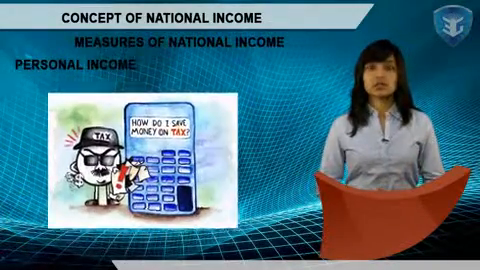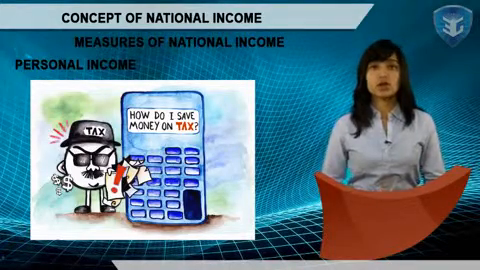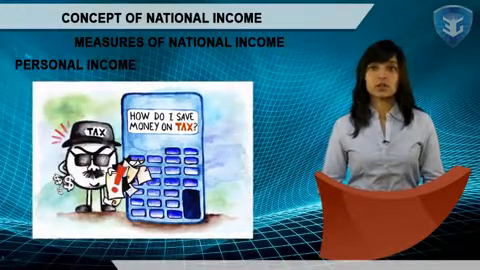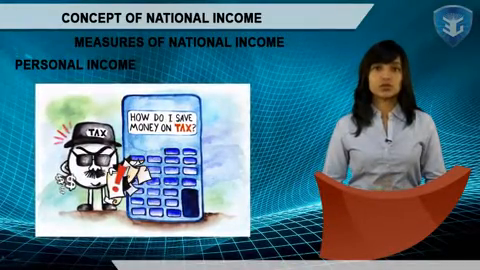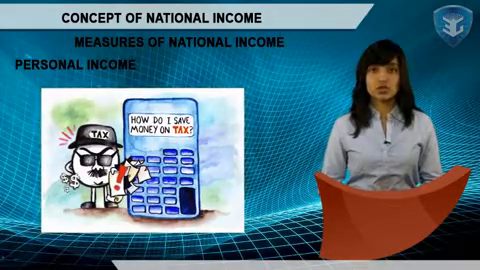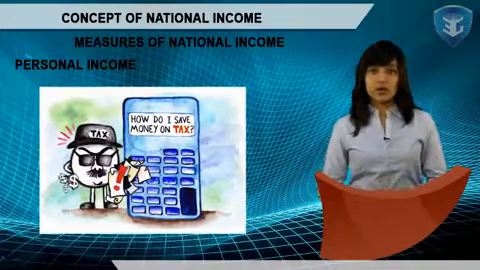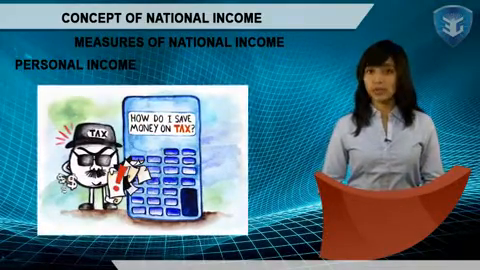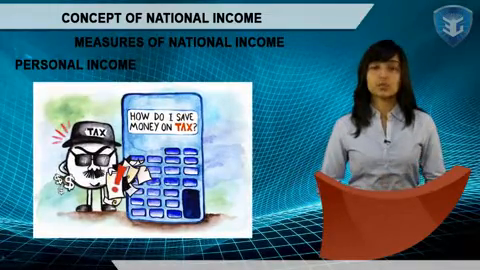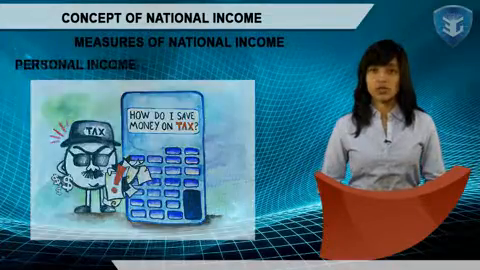Personal income. Personal income is the sum of all incomes actually received by all individuals or households during a given year. In national income, there is some income which is earned but not actually received by households, such as social security contributions, corporate income taxes and undistributed profits. On the other hand, there are income transfer payments which are received but not currently earned, such as old age pensions, unemployment doles, relief payments and so on.